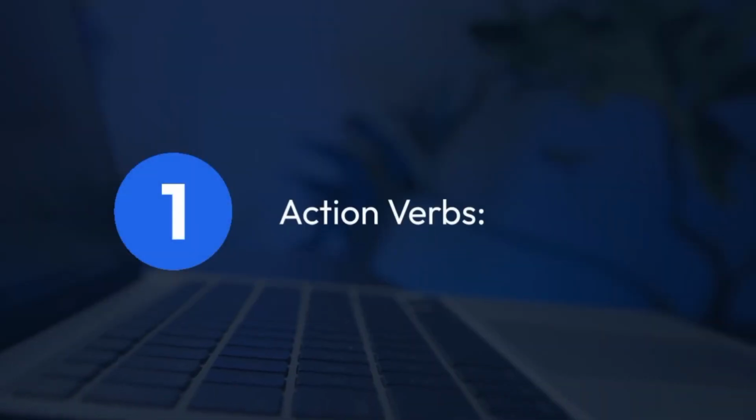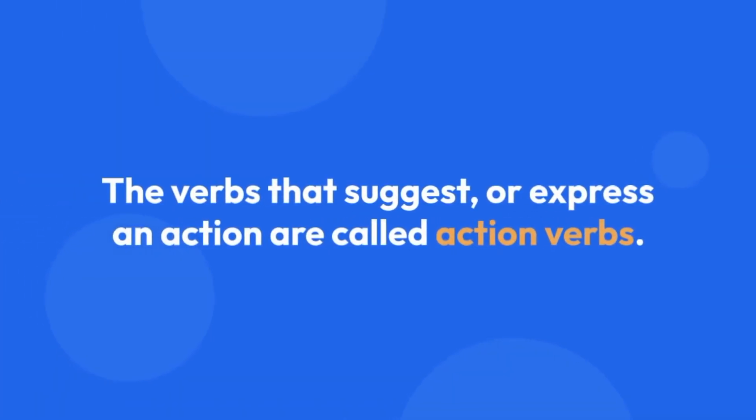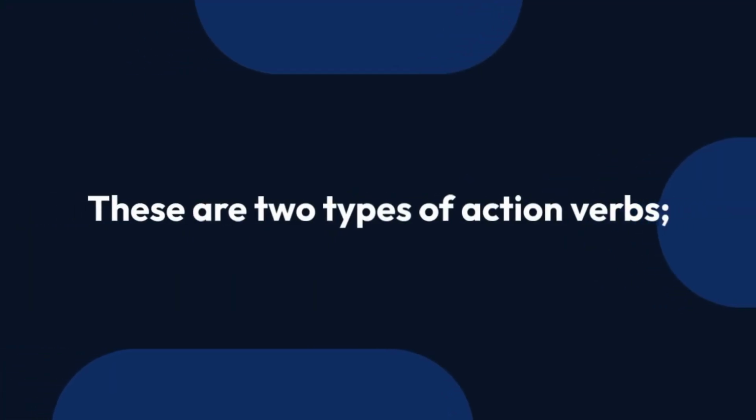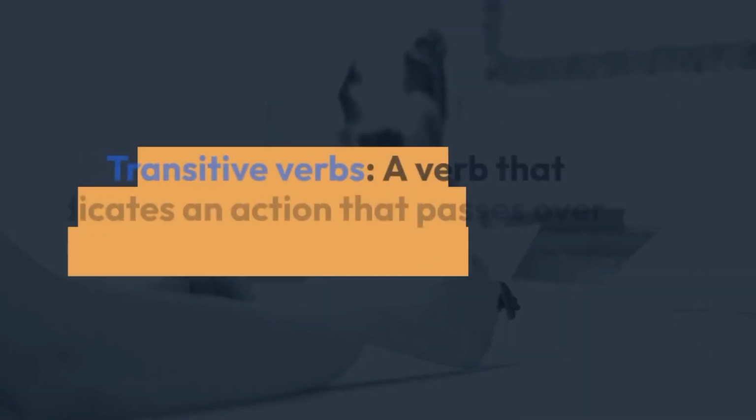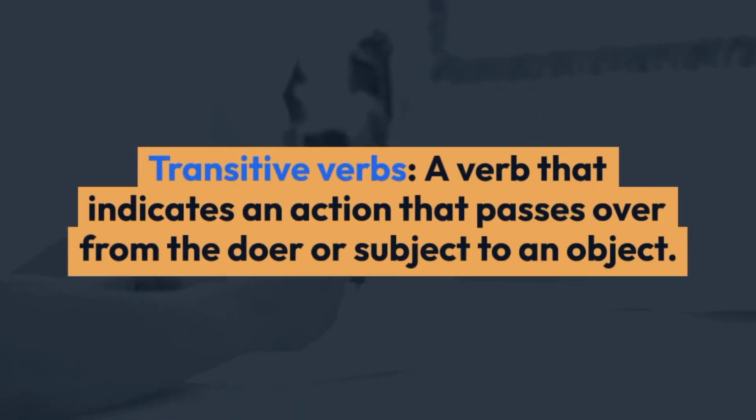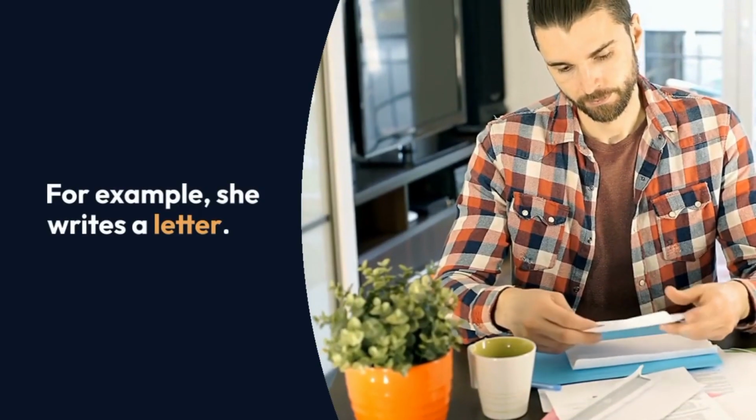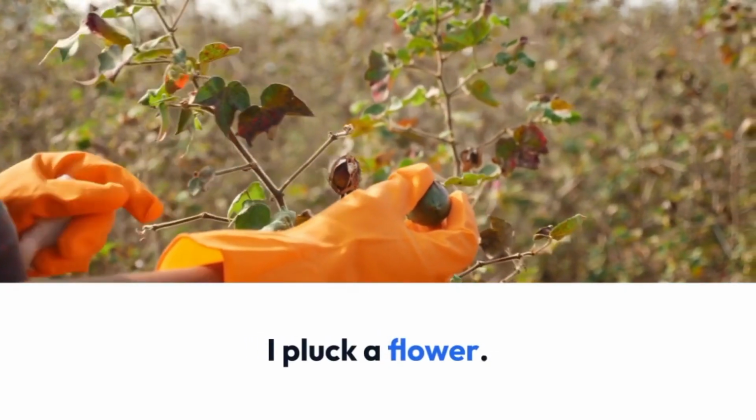First one is the action verbs. The verbs that suggest or express an action are called action verbs. There are two types of action verbs. Transitive verbs are verbs that indicate an action that passes over from the doer or subject to another. For example, she writes a letter. I pluck a flower.